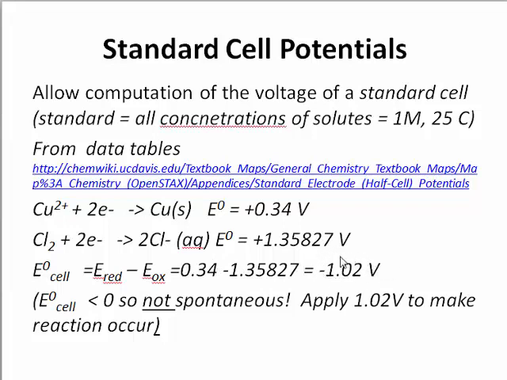Notice that it's negative. This is what you see for non-spontaneous reactions. Under standard conditions, you would apply a voltage of 1.02 to make the reaction occur. Right, we will learn in the next unit how to correct for non-standard conditions and how to build electrochemical cells out of spontaneous reactions.